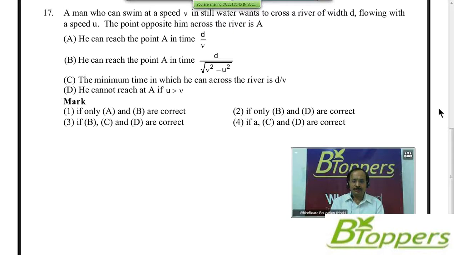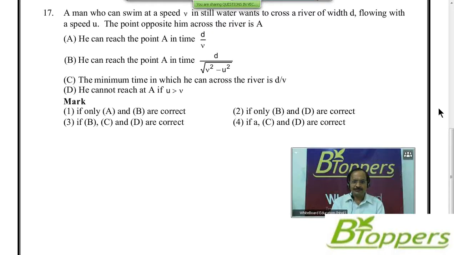Of course, the boat can reach the opposite point on the other bank only when V is greater than U, because V square minus U square must be positive within the root symbol, otherwise it will become imaginary. That means the boat cannot reach the opposite point on the other bank if U is greater than V. The boat may be able to reach the opposite point on the other bank only when V is greater than U. So statement D is correct.